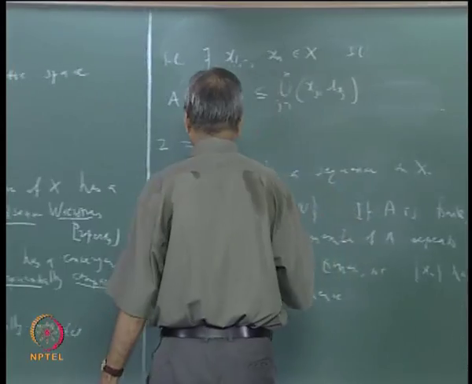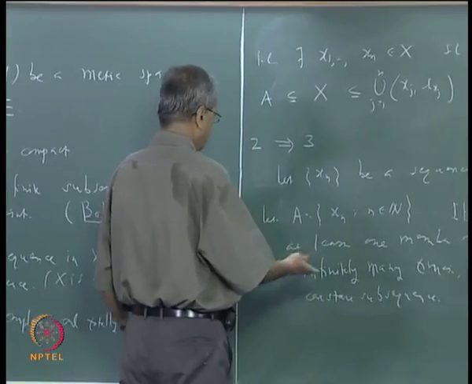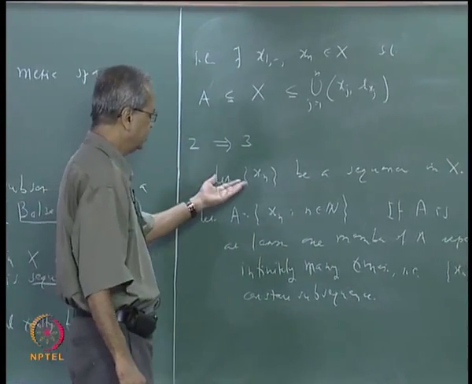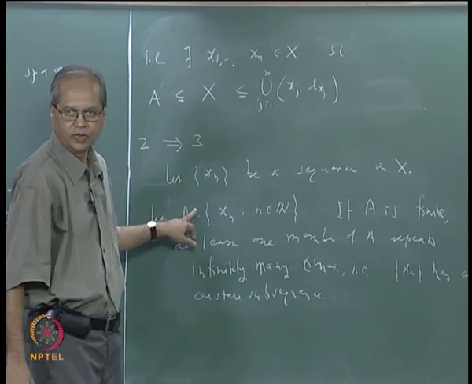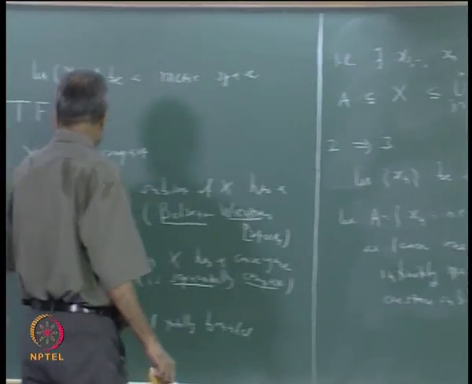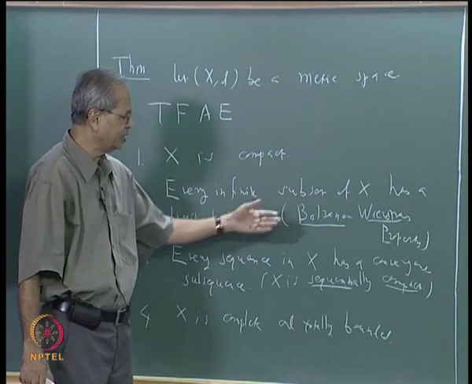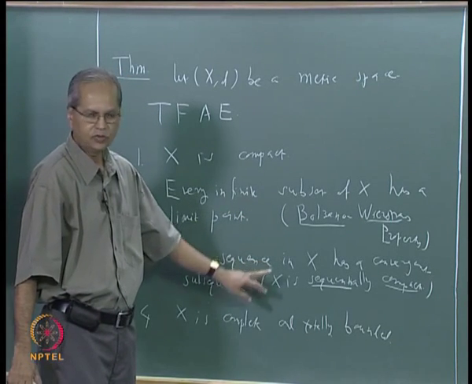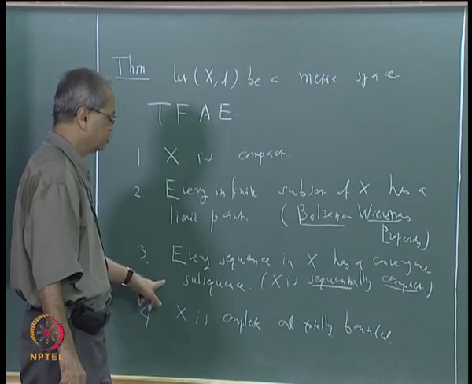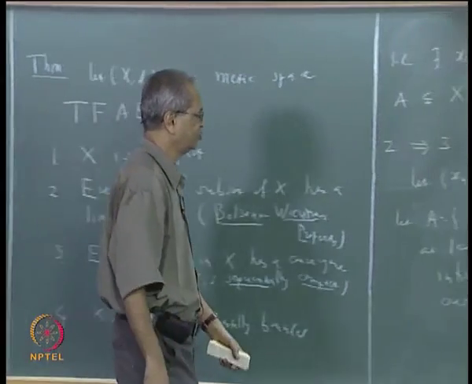So we have proved in both cases, if A is finite or A is infinite, that xn has a convergent subsequence. So we have proved 2 implies 3, that means, using this terminology, the Bolzano-Weierstrass property implies sequential compactness. Alright, now let us go to 3 implies 4.